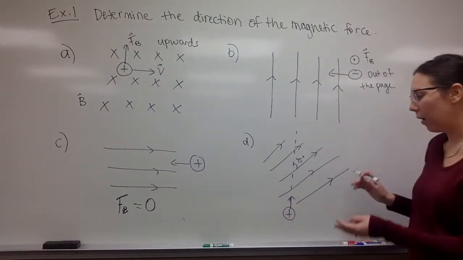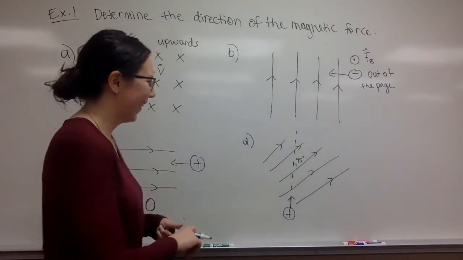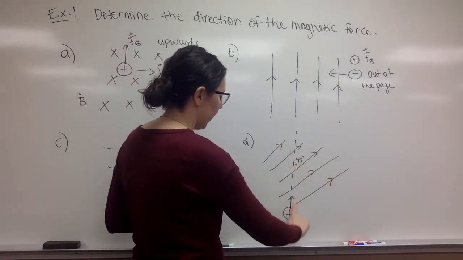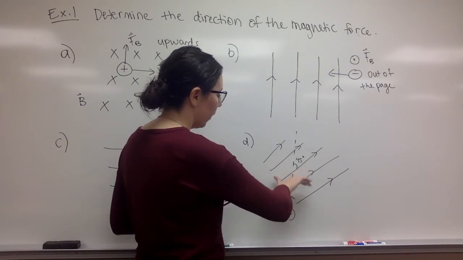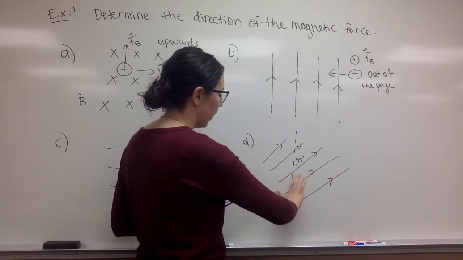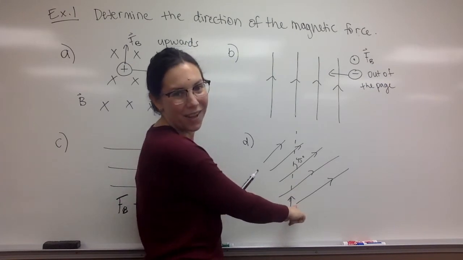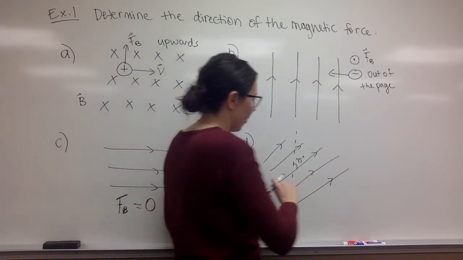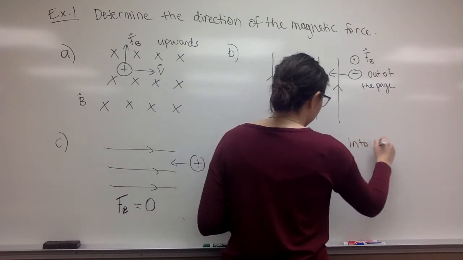Okay, so D now, I'm going to place my fingers in the direction here of the moving charge, which is this positive charge here, curl them towards the magnetic field. So I'm turning this velocity vector into the magnetic field, and my thumb goes into the page. So this one's into the page.